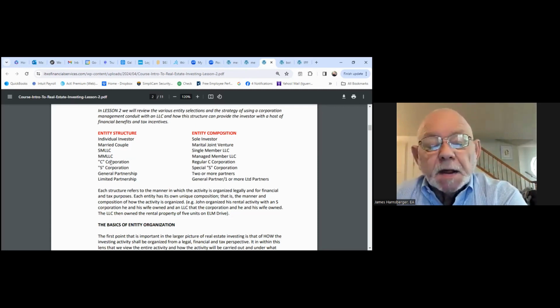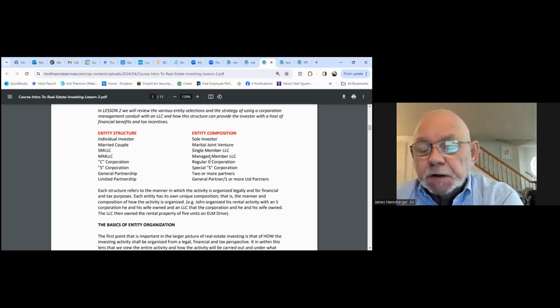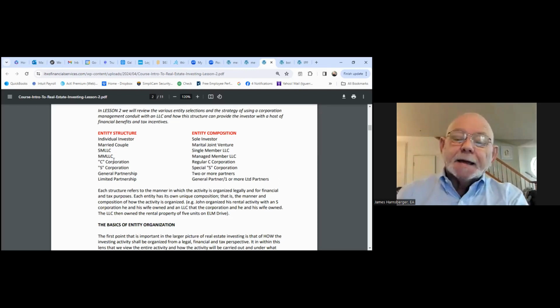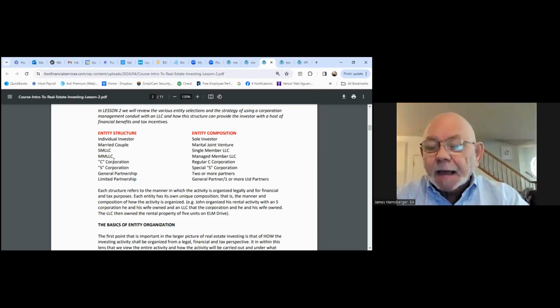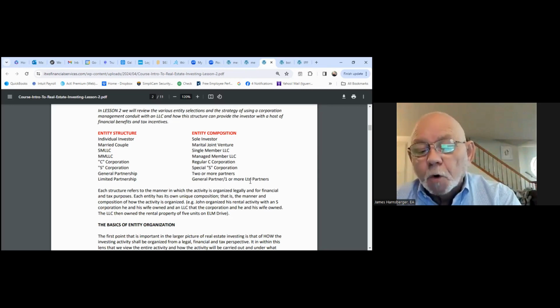You can invest in real estate through a C corporation, which is a regular corporation that has not made a special unique S election. Or you can invest in a real estate transaction through an S corporation, which is a C corporation that was formed and then it made a special S election to be taxed as an S corporation, as a pass-through. You can invest in real estate as a general partnership with 2 or more partners. And you can invest in real estate as a limited partnership where you have at least one general partner and at least one or more limited partners.